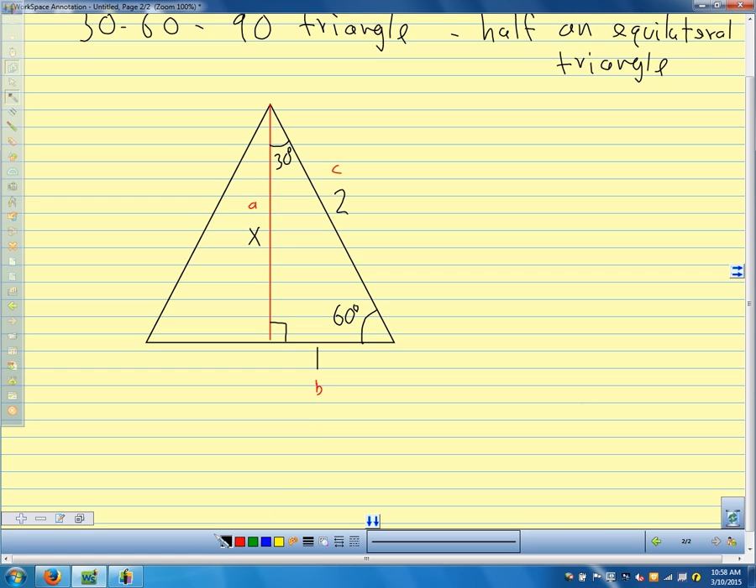All right, so we're going to use the Pythagorean theorem on this triangle. And I'm going to say x squared plus 1 squared equals 2 squared. So x squared plus 1 equals 4. Subtract 1 from both sides, and I get x squared equals 3. Take the square root, x equals the square root of 3.